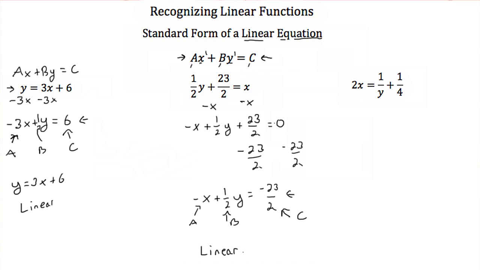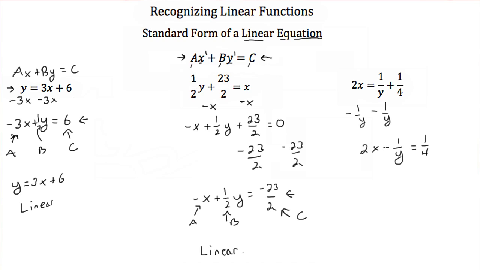Now let's do our last example. Again, in our standard form, our x's and y's are on the same side of the equal sign. So I'm going to subtract 1 over y from both sides, and I'm going to end up with 2x minus 1 over y is equal to 1/4. Now this is not a linear equation.